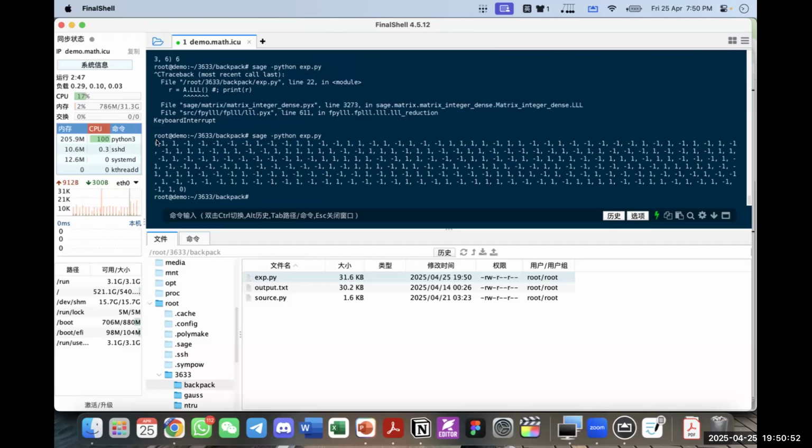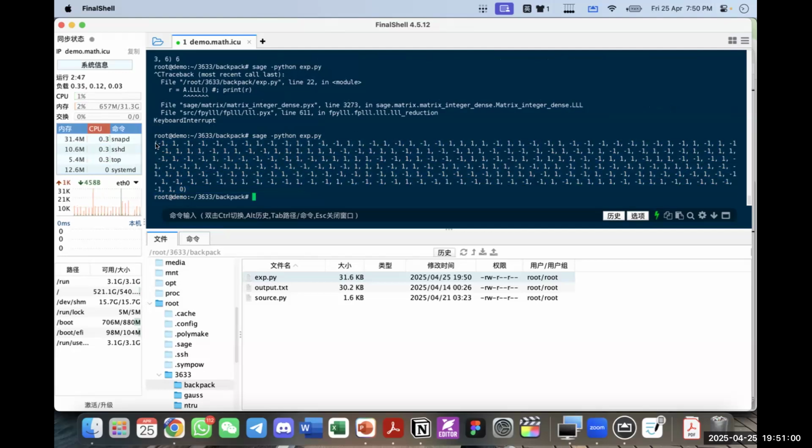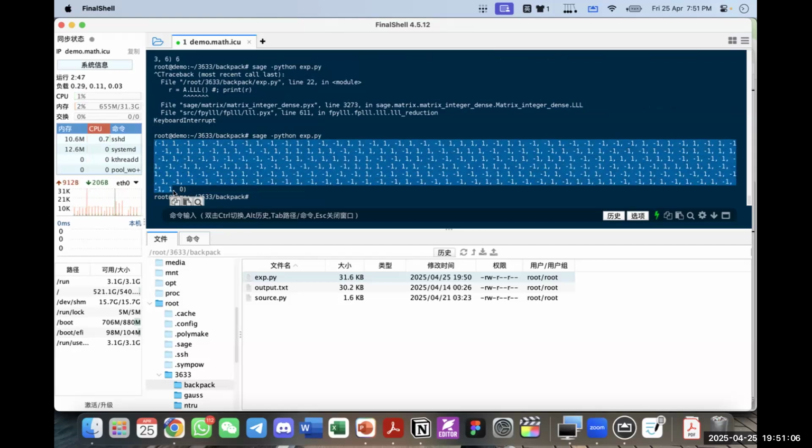So we will get this row. So that's what we want. It only contains -1 and 1. So we finally find out the row that we want. That is, it only contains -1 and 1 in the first 272 columns, and the last one is 0.